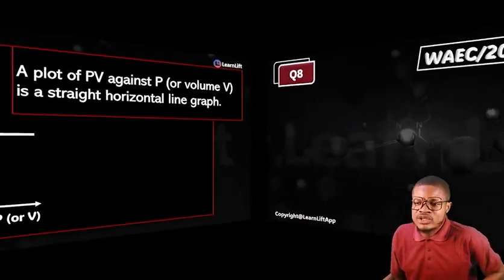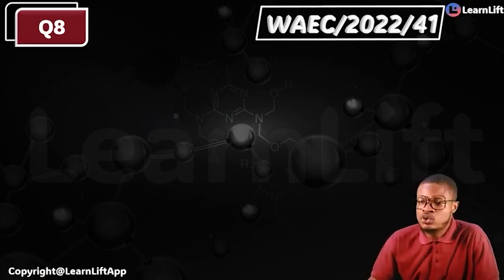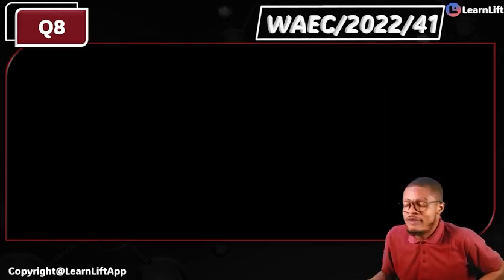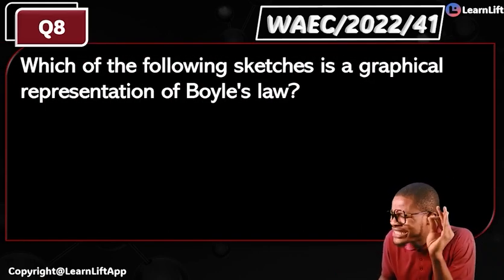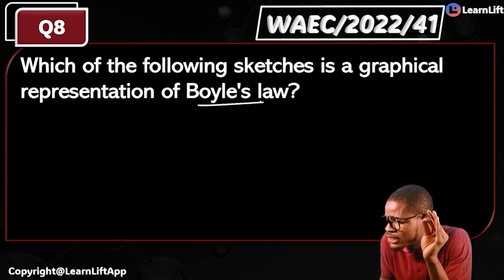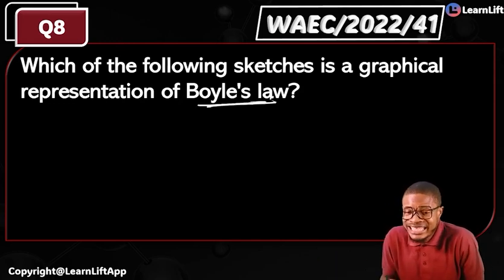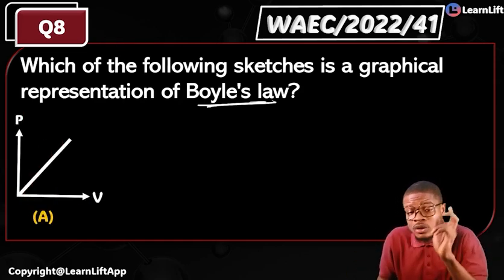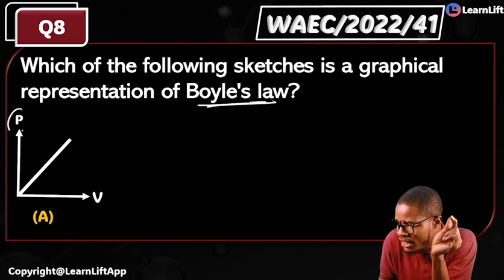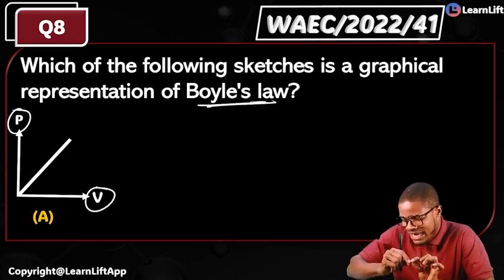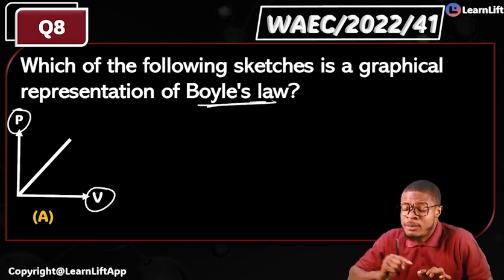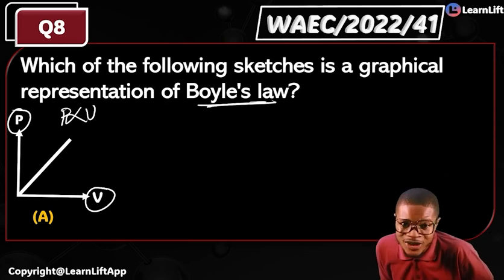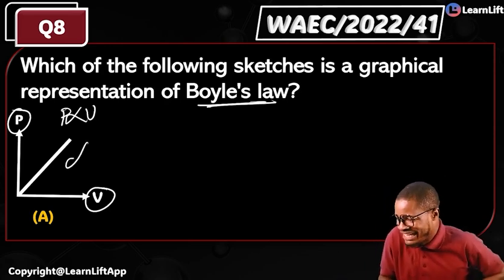Now, answer this question for me very fast. WAEC 2022 question 41. WAEC brought this powerful question. The question says, which of the following sketches is a graphical representation of your Boyle's law? Option A, we're given something of this nature. Now, pay attention. Here is your P and here is your V. You can see that it's a straight line graph, telling you that it is directly proportional. The question is, is pressure directly proportional to volume in Boyle's law? No. So option A can never be the answer.